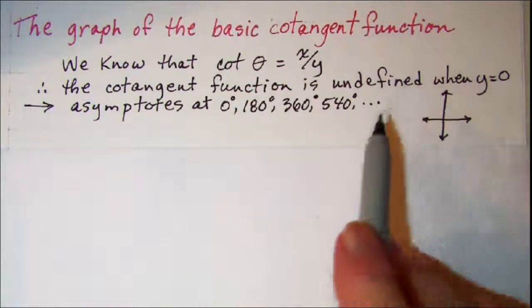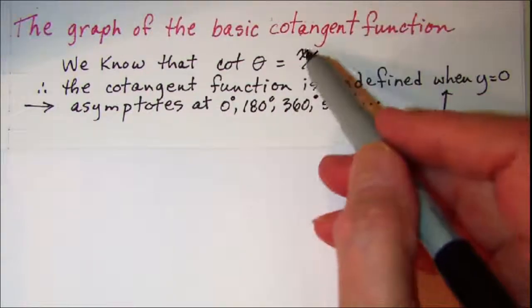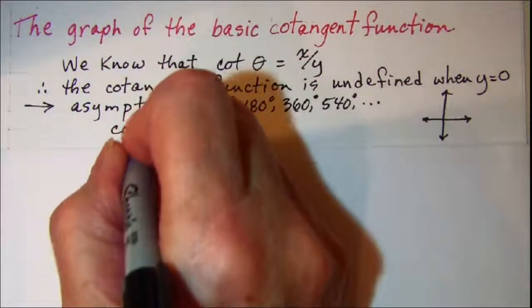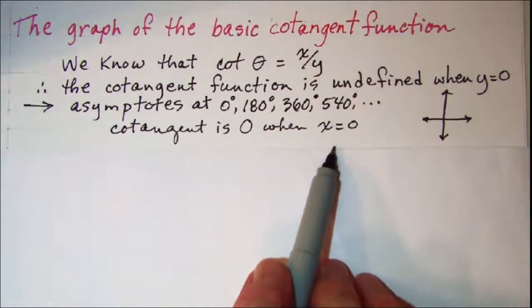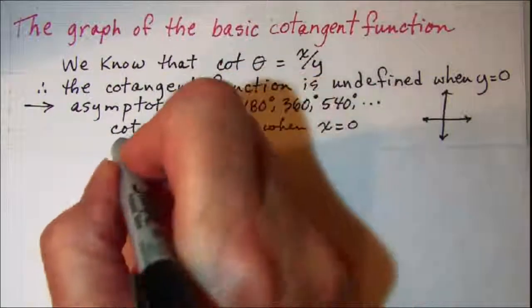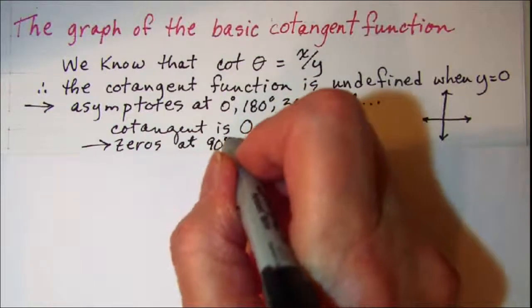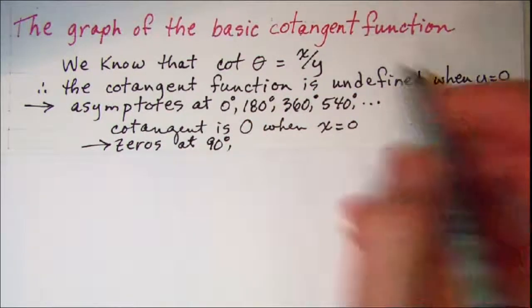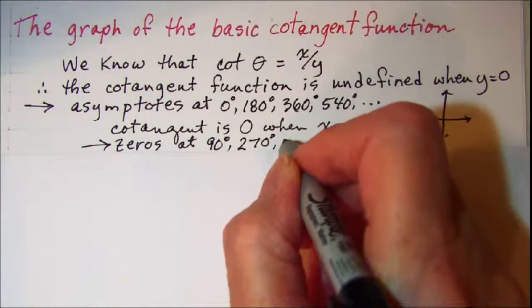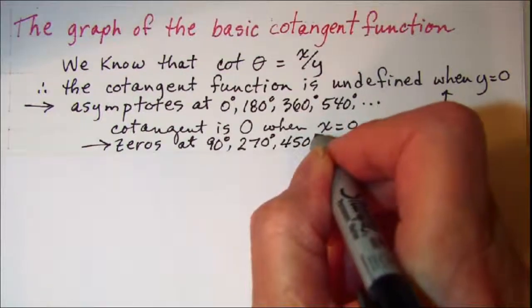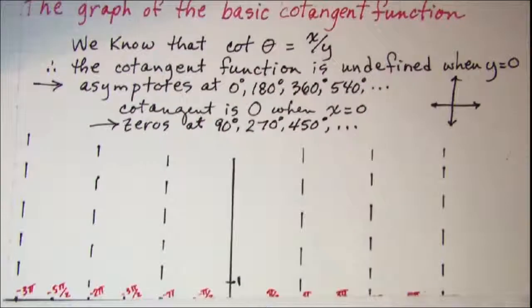We also know that the cotangent of theta is equal to 0 when x is 0. So that gives us x-intercepts, or zeros, at 90, and then 270, and then 450, and so on. So let's put this information into a graph.